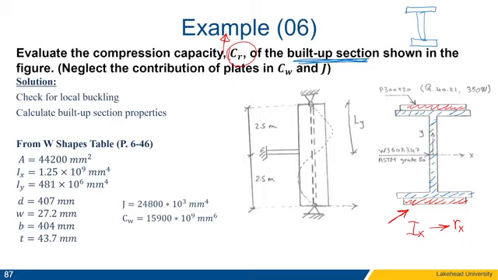So in the exam, if I give you an example similar to that without the plates, and then I ask you how you expect the capacity to change if we add those plates? Definitely the compressive capacity can be boosted by adding those plates because they will influence the inertia, and the inertia will consequently change the Rx. Okay? So that's one of the advantages, actually.